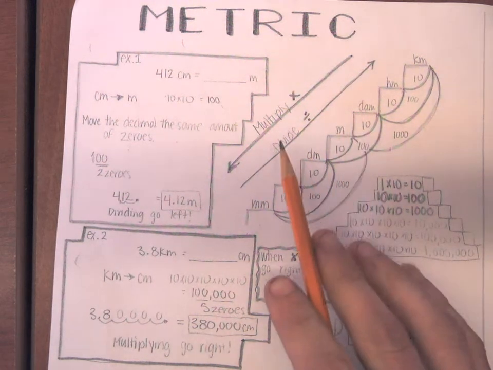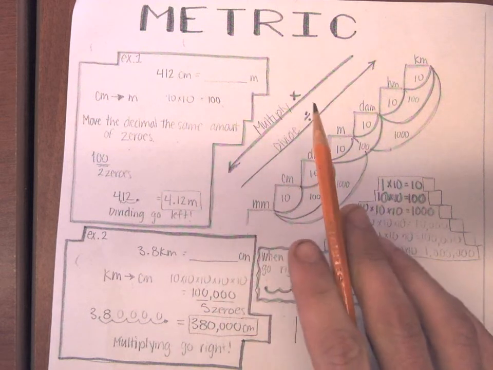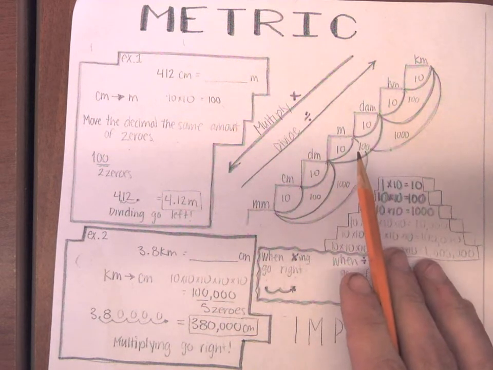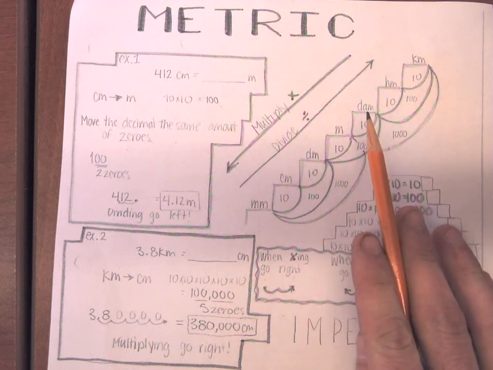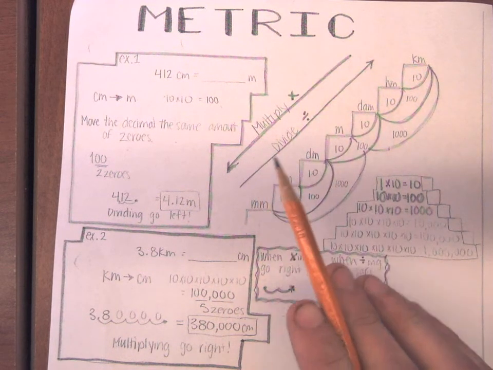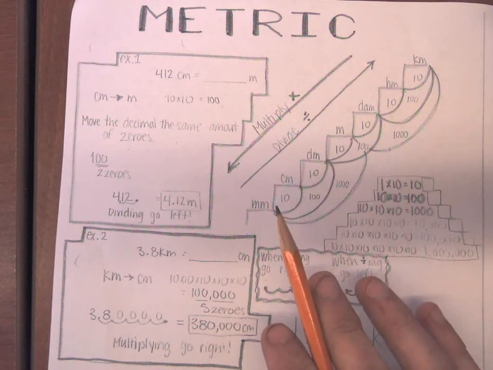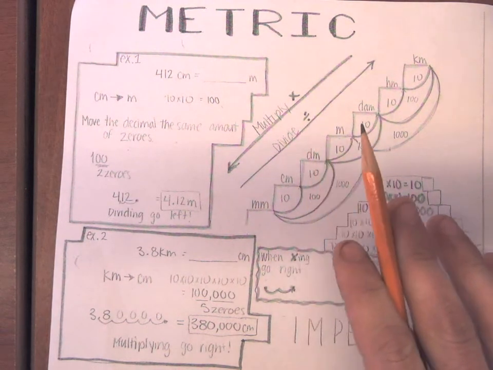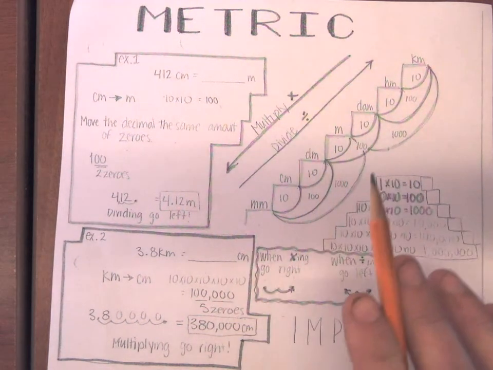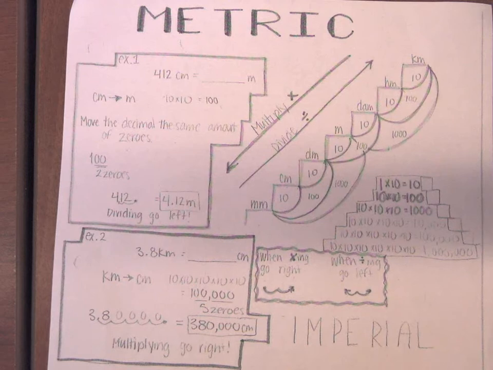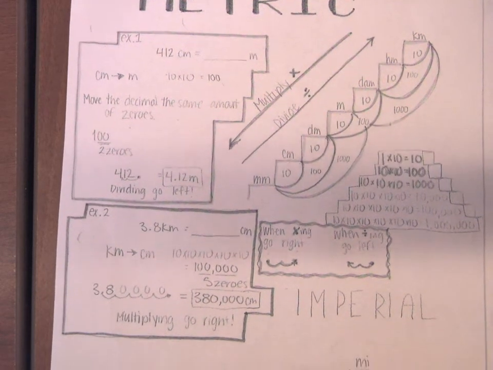So if we were, say, going in the opposite direction from 4.12 meters to centimeters, we see that we are going down the stairs, and that means we would multiply by 100. So going up means we're dividing, going down means multiplying. And so you're essentially going from a smaller measurement to a larger one, divide; larger to a smaller, multiply. So this might be a little easier to follow in quick reference for those of you who may be struggling with the whole conversion factor.